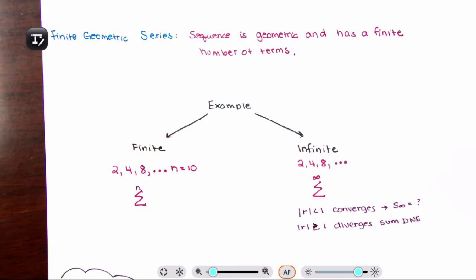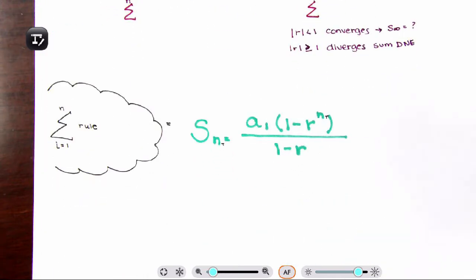Finite's a little bit easier because we know that it is going to add up to something. We know when it starts, we know when it stops, we know when to add it all together. So we don't have to check what r is in finite. Make sure you know the difference between infinite and finite. Anyways, let's move on. Formula time.